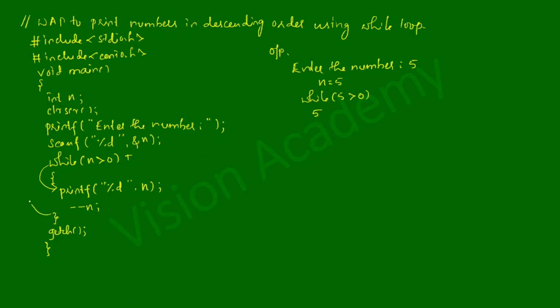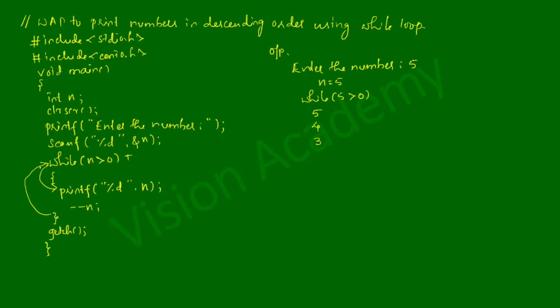So once again, control transfers to the while loop, and 4 is greater than 0. Yes, once again it is true. It is going to print the next number, that is 4 will be printed. So again we have minus minus. So 4 minus 1, it will become 3. Again control transfers to while. 3 is greater than 0. Yes, it is true. Once again it is going to print the value of n, that is 3. Here minus minus 3 gives us 2.